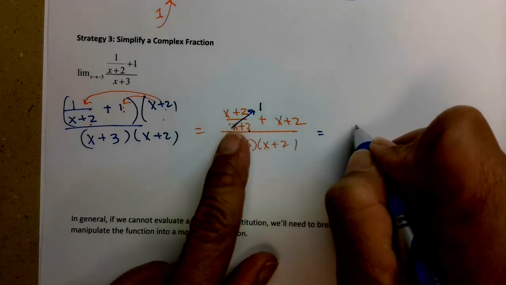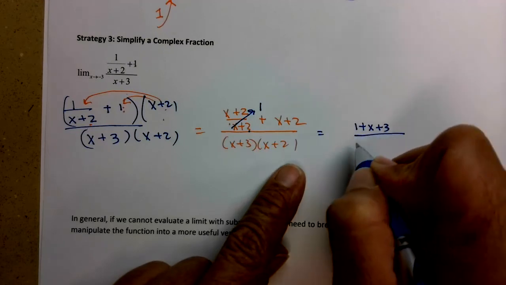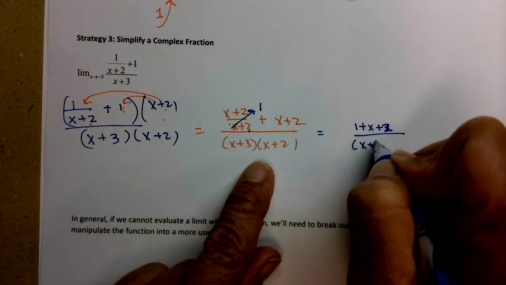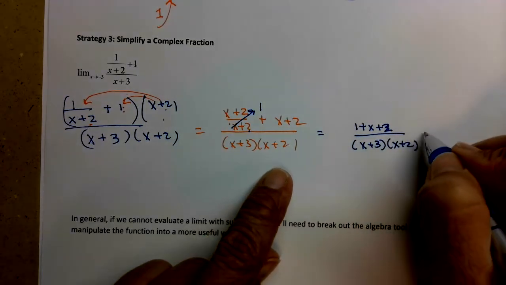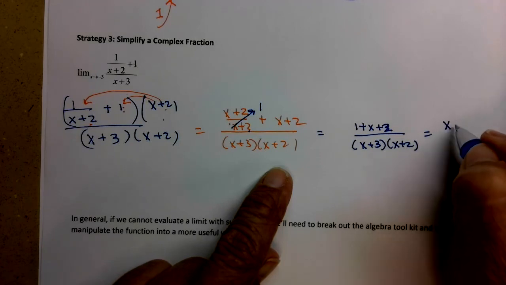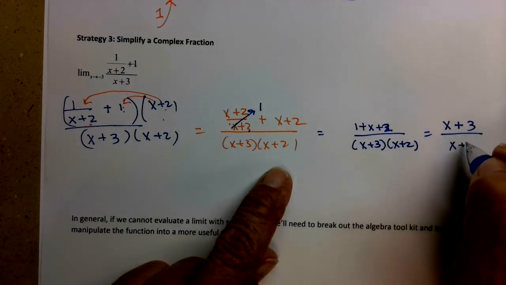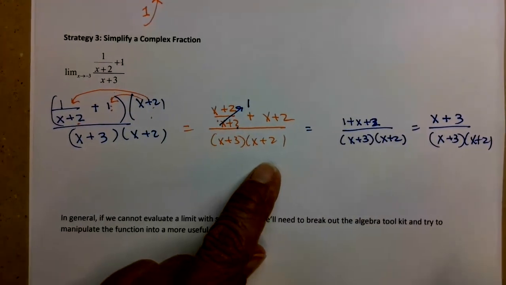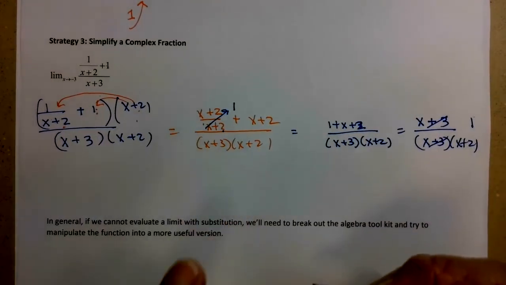Stay with me here, so now I've got a 1 plus x plus 2, sorry, getting ahead of myself, over x plus 3 times x plus 2. I still have not multiplied those out because I'm hoping for a miracle or a math problem. x plus 3 for the top. Yay, x plus 3 times x plus 2 for the bottom. Oh look, scratch, scratch, x plus 3 cancels and the 1 gets left behind.